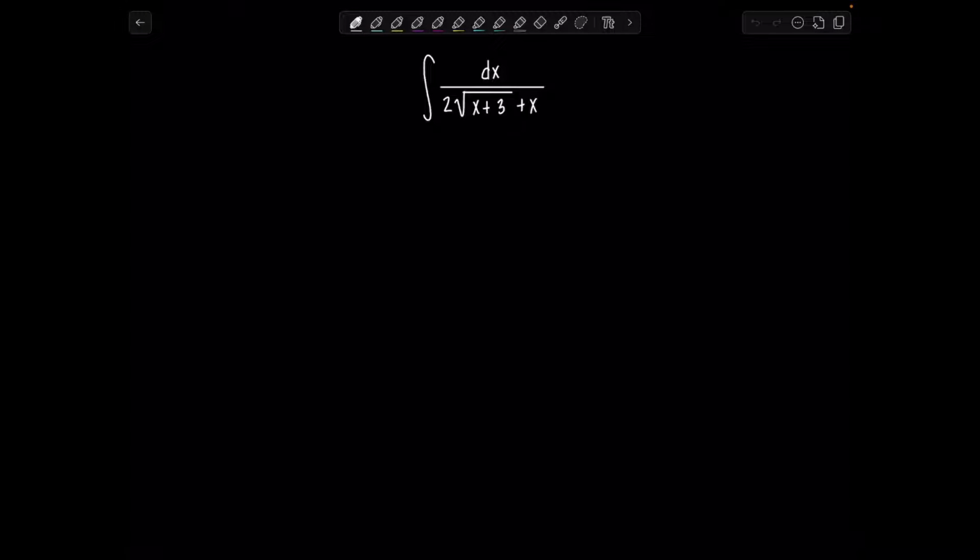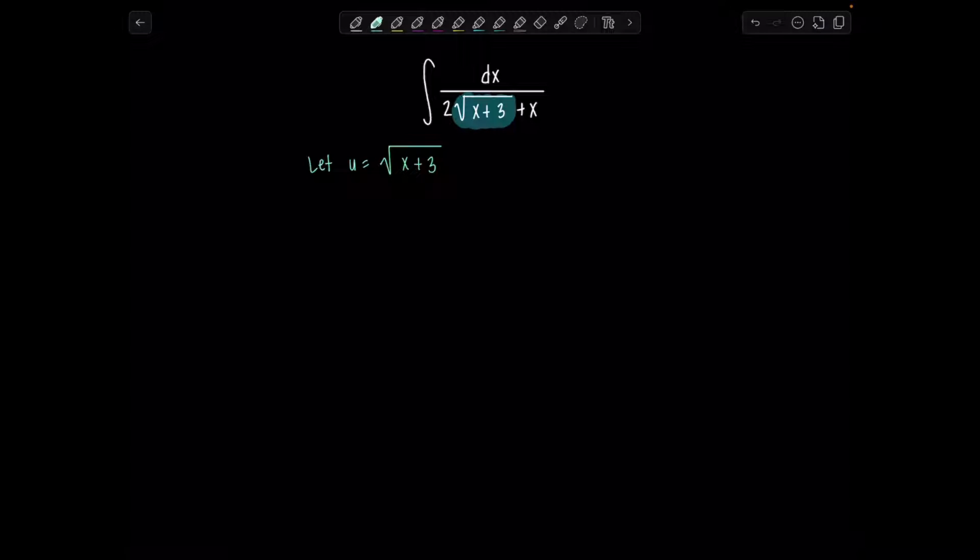Okay, so first what I'm going to do is apply a u-substitution, and I'm not happy with this radical that's going on in the denominator. So I'm going to let u equal the square root of x plus 3. And you could go ahead and differentiate right now to find du, but it's going to be a little more messy than if you do what I'm going to show you.